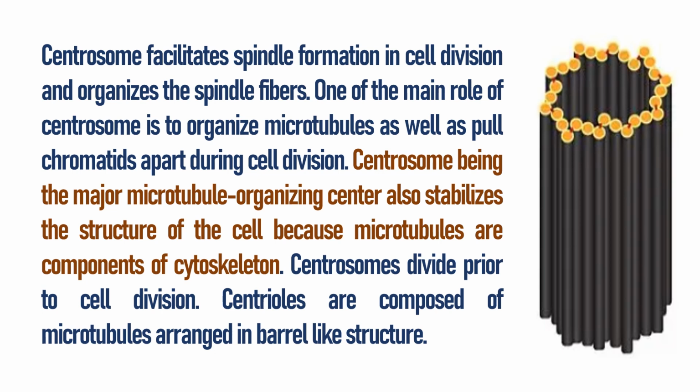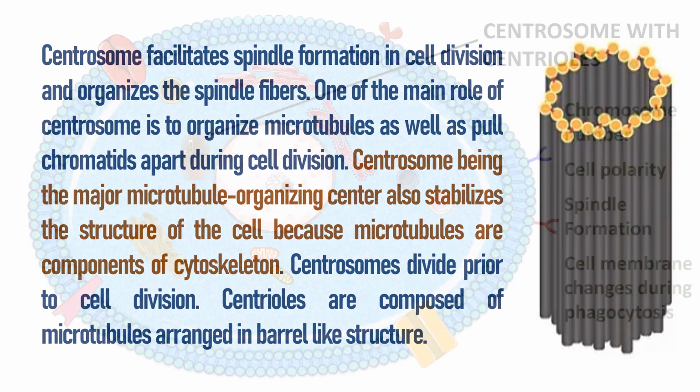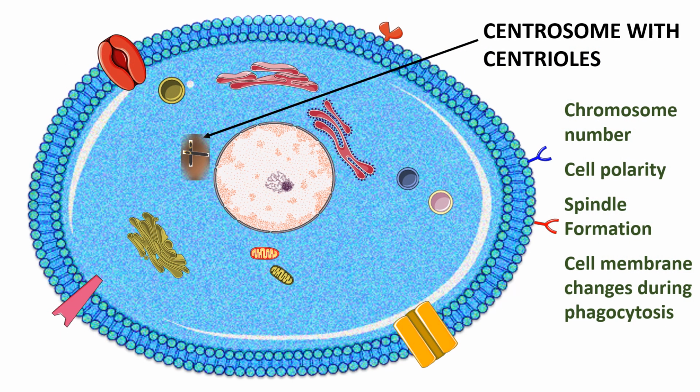During cell division, centrosome, being the major microtubule organizing center, also stabilizes the structure of the cell because microtubules are components of cytoskeleton. Centrosomes divide prior to cell division. Centrioles are composed of microtubules arranged in barrel-like structure. Centrosome has a role in maintaining the chromosome number during mitosis.